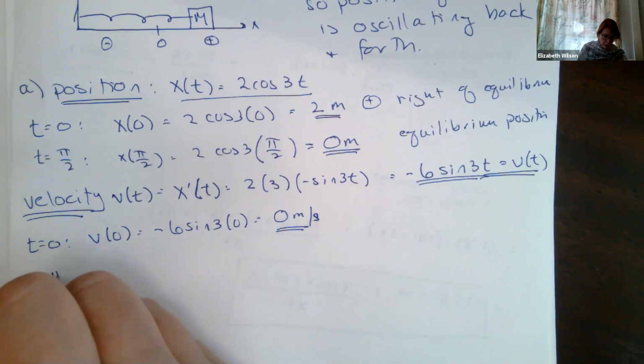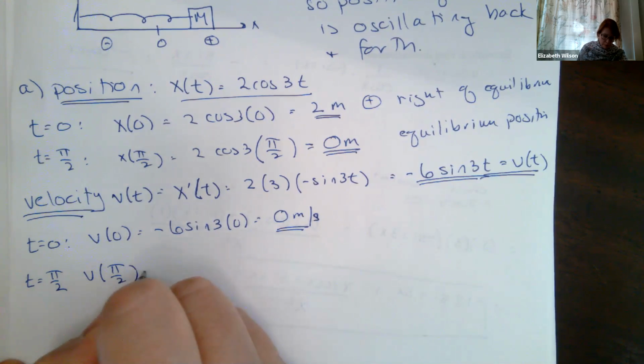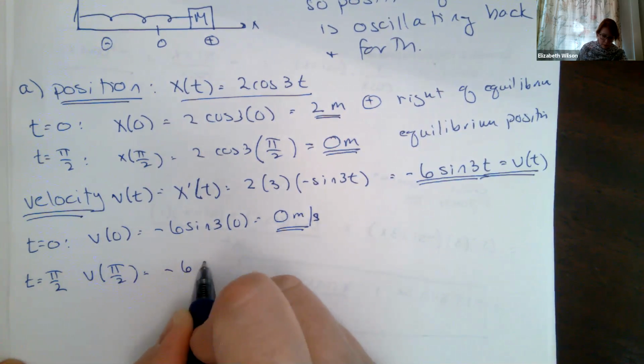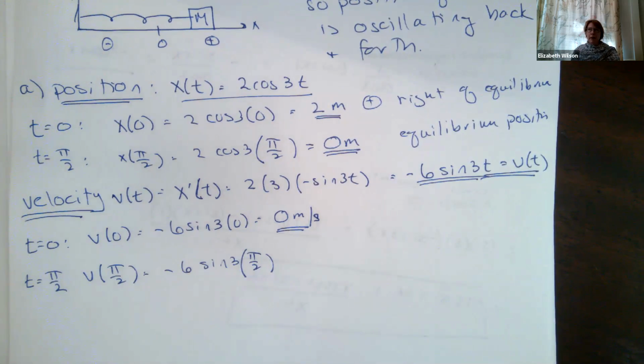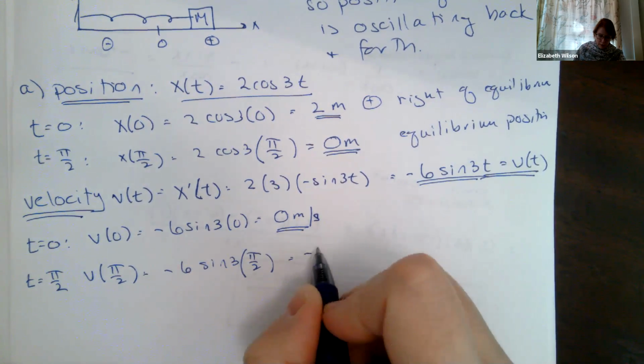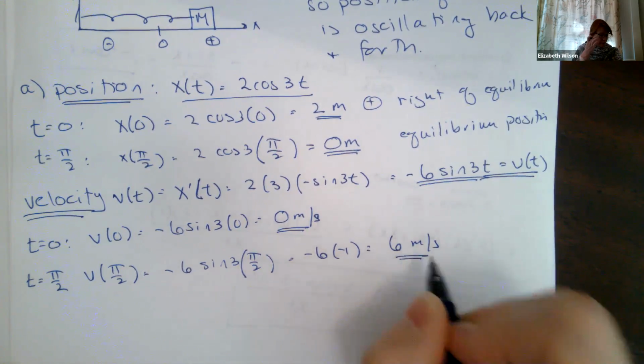Then t equals pi over 2. The velocity at pi over 2 equals minus 6 sine of 3 pi over 2. All right, let's think about it. So 3 times pi over 2, so 3 pi over 2, the sine of that is equal to minus 1. So this is minus 6 times minus 1, which makes it 6 meters per second. Okay.